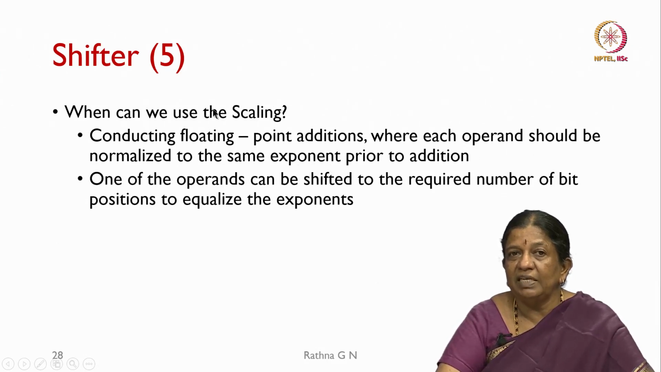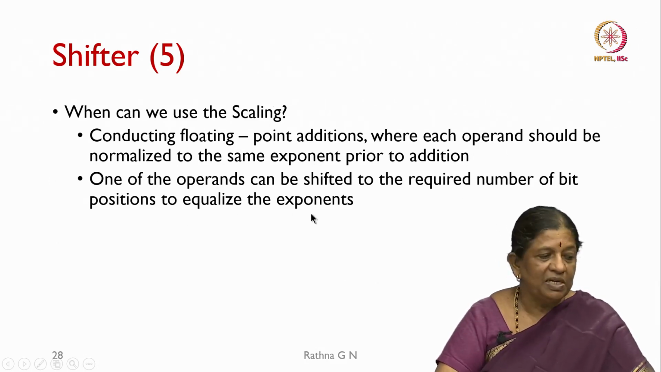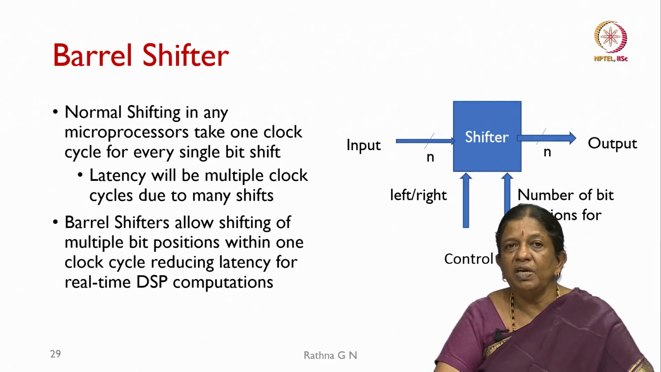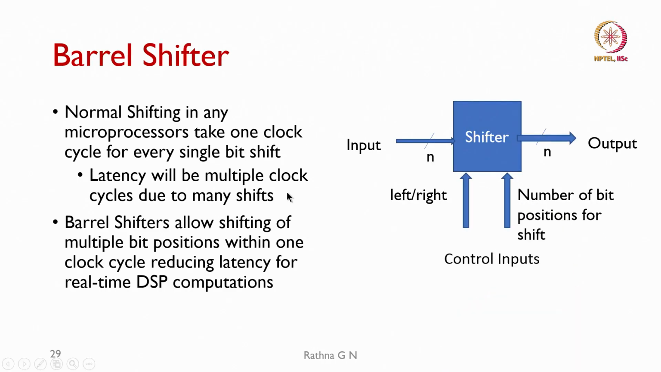Prior to addition, I need the scaling, and one of the operands can be shifted by the required number of bit positions to equalize the exponents. That is what we did in our example. So, how can we accommodate this shifting?